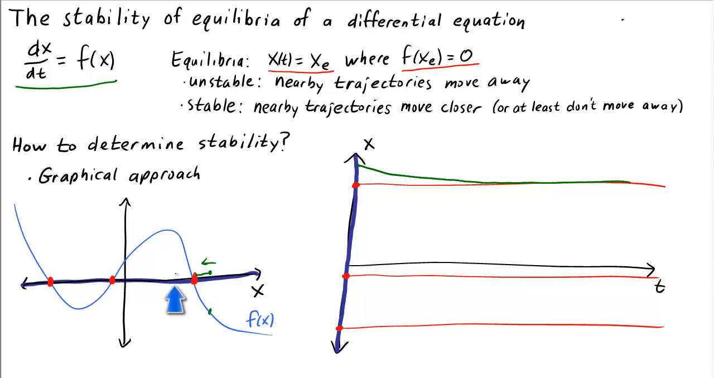What happens if I start just below? Then when I look up my velocity, I see that dx/dt, or f of x, is positive, so I should be moving toward the right. So if I start down here below, I should move up and get closer to the equilibrium from below. On the plot versus time, it looks something like this. So for the upper equilibrium, nearby trajectories are moving closer. So therefore, the upper equilibrium is stable.